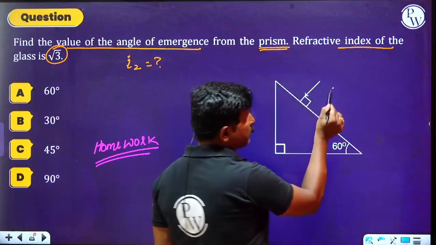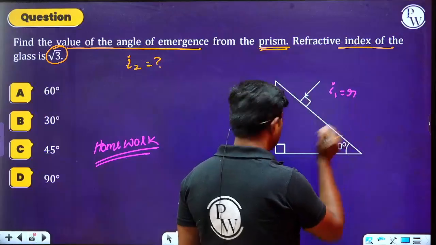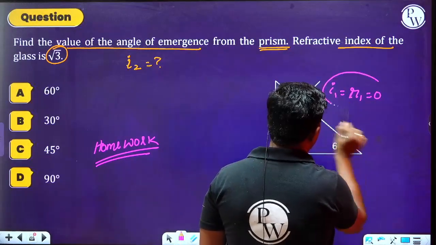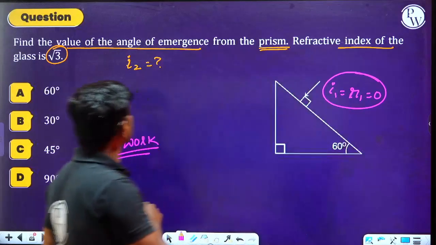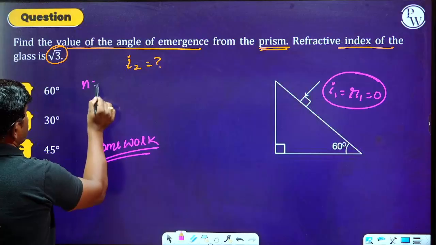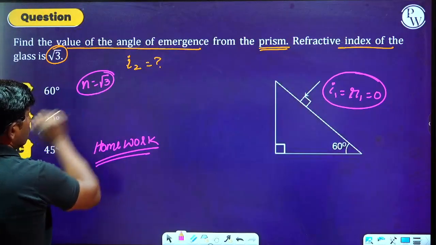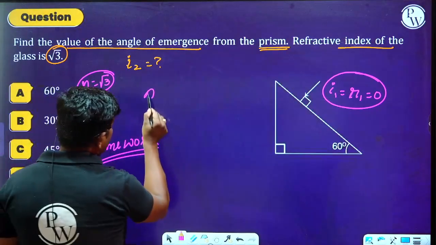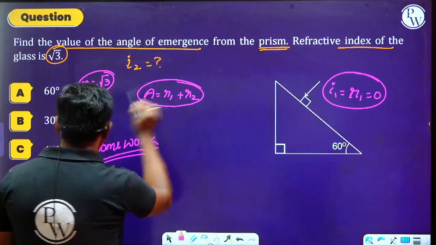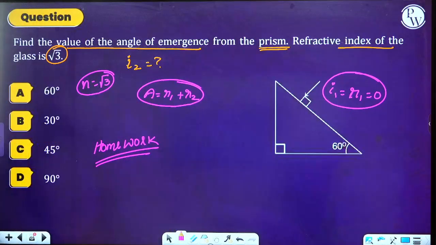From the figure, we can say that I1 is equal to R1 is equal to 0. Is it clear? They have given the refractive index is equal to √3. And we know the relation A is equal to R1 plus R2. Use the relation A equals R1 plus R2, and please do the simplification. Then definitely you will get the answer.